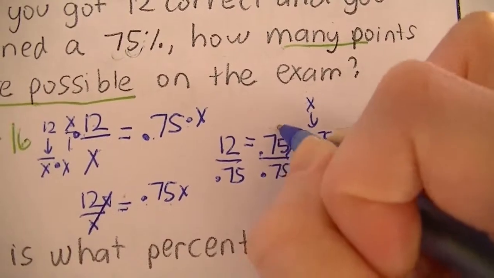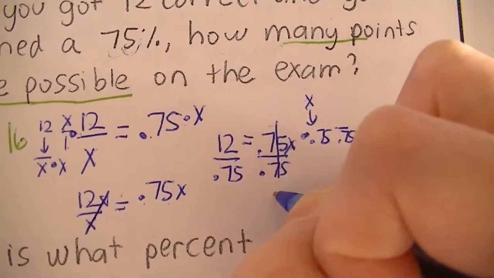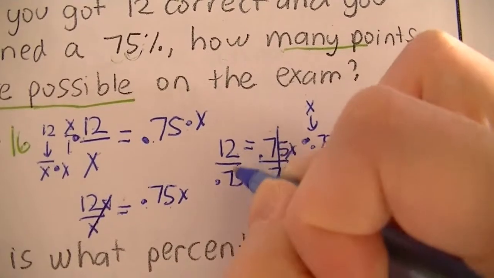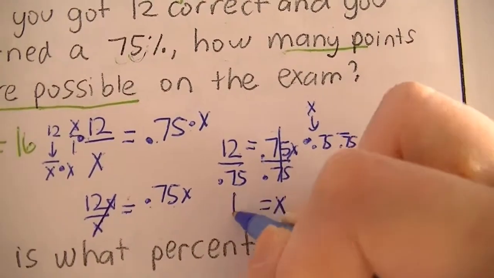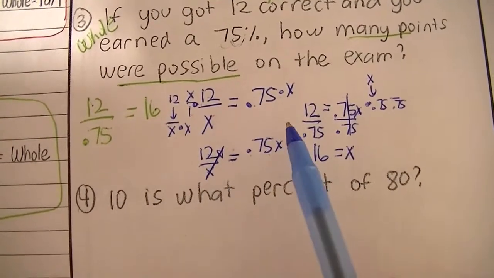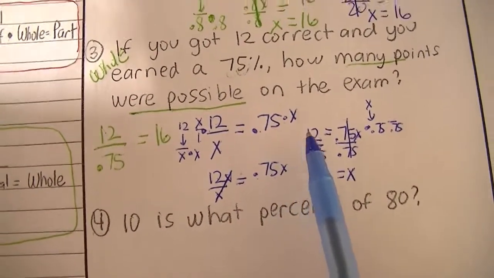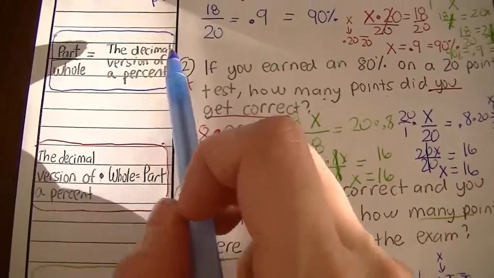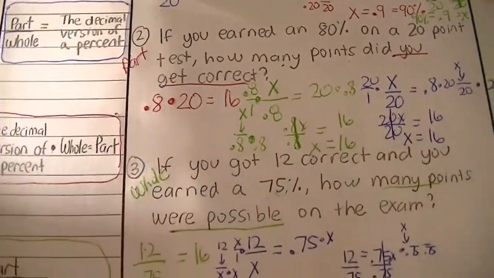75 hundredths divided by 75 hundredths is 1. 1 times x is 1x, or x, same thing. 12 divided by 75 hundredths is 16. So see how you got the exact same answer? It just took a little bit longer because the problem that we used did not have the whole already isolated. You had to solve for it.